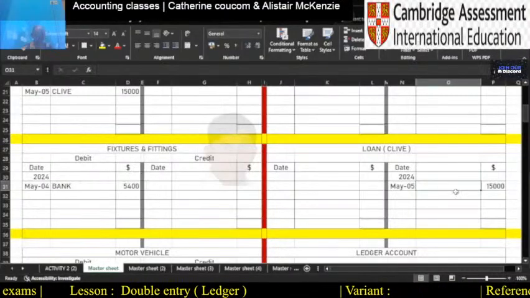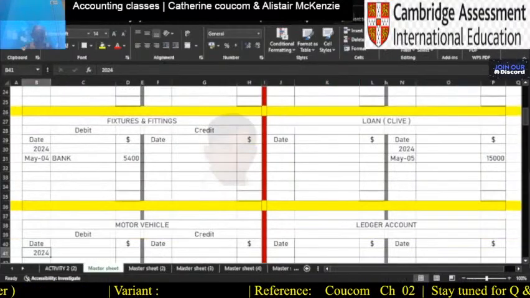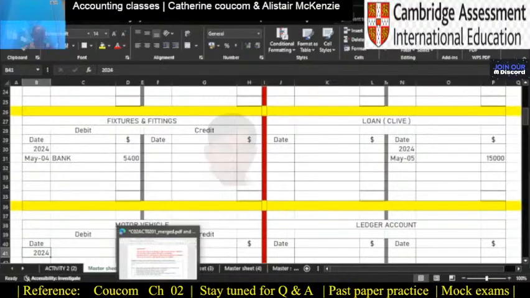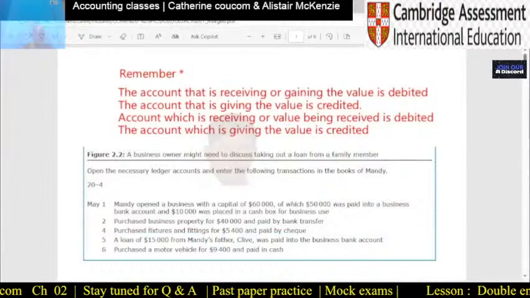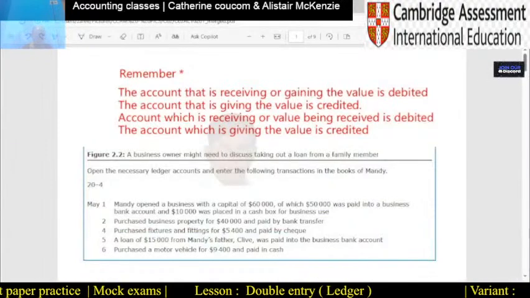So here we have to write the bank account, so we have to complete the entry. Next, what is the next transaction? Motor vehicle. Purchase a motor vehicle for 9,400 and paid in cash. So we have purchased a motor vehicle.